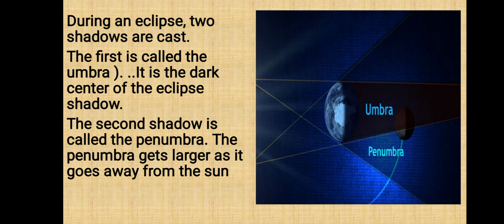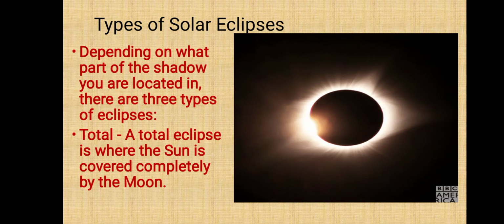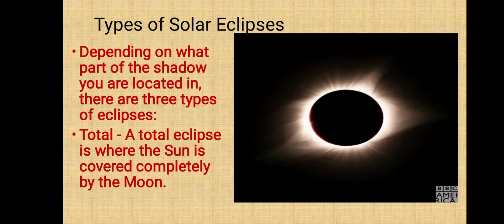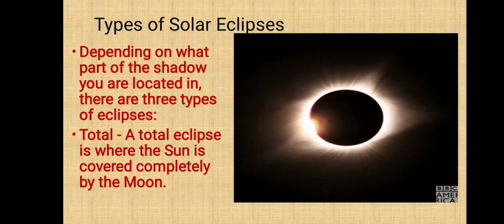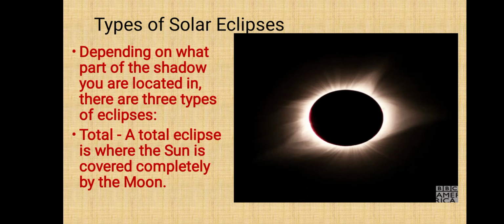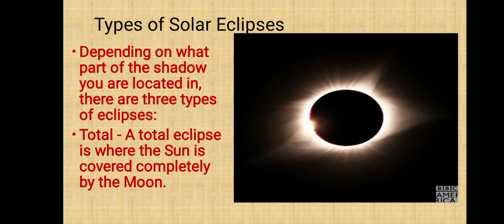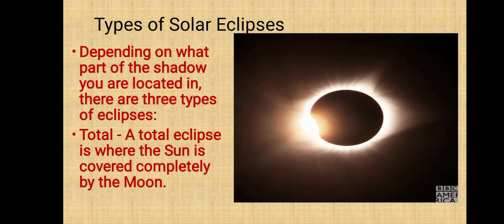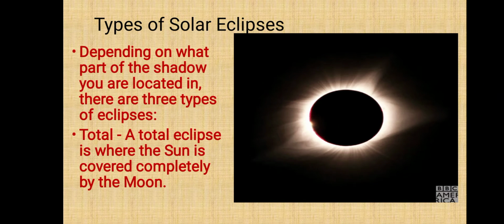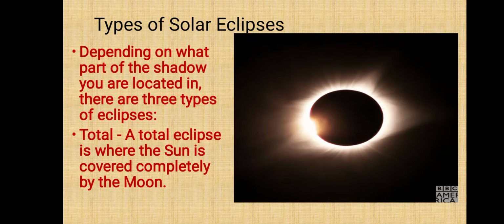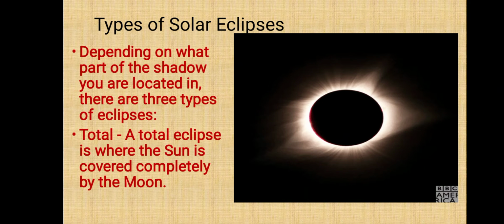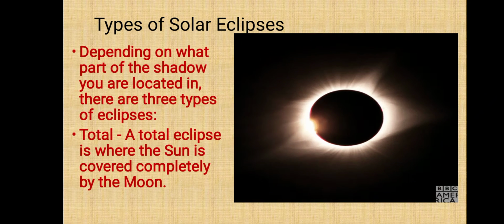The second shadow is called the penumbra. The penumbra gets larger as it goes away from the sun. Types of solar eclipses. Depending on what part of the shadow you are located in, there are actually three types of eclipses. But in your book it's given only two, so we are going to do only two.